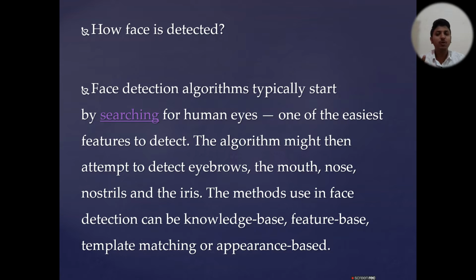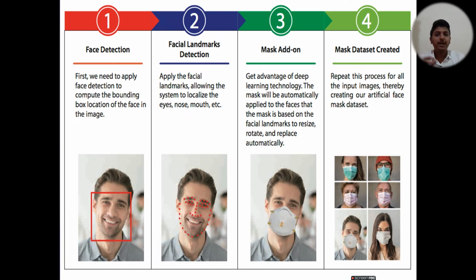The same feature is also in our mobile phone, that means in our Android phone, for the face function which is used for the face unlock feature. So the face unlock feature is similar to that, means we are using an AI based feature for the mask detection. The methods used in face detection can be knowledge based, feature based, template matching, or appearance based. That means we are using the same algorithm technique which is used by our Android phone for the face unlock method.